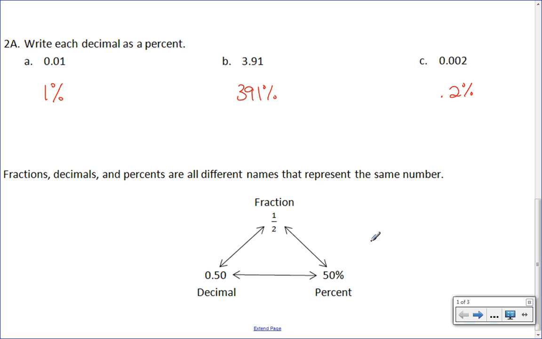Fractions, decimals, and percents are all different names that represent the same number. So we can always convert between these 3 different representations. They all represent the same number, 1/2, 0.50, 50%. These all represent the same thing, but they're just written different ways. So we always want to be able to convert easily between any 2 of these 3.